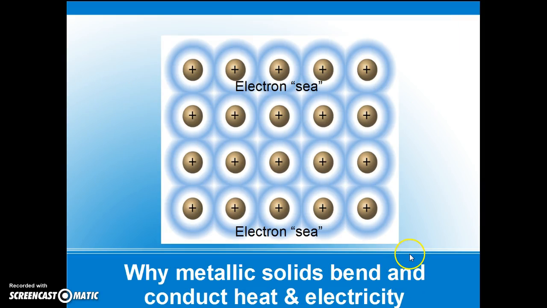This is an example that will show us why metallic solids bend and conduct heat and electricity. The electron sea can move. These electrons are not attached to that particular nucleus or this one. They're attracted to all of the nuclei. And if we put a potential difference across this wire, we can see that if we supply electrons here, they're going to move into this electron sea. And if we have a positive charge here, they'll be attracted out in that direction, and we can get an electric current.